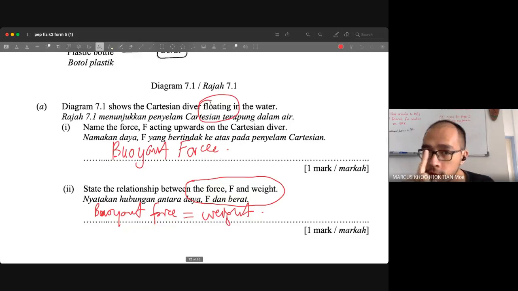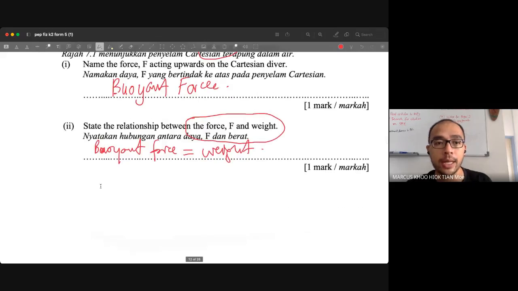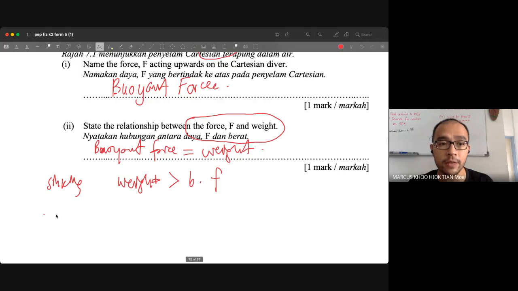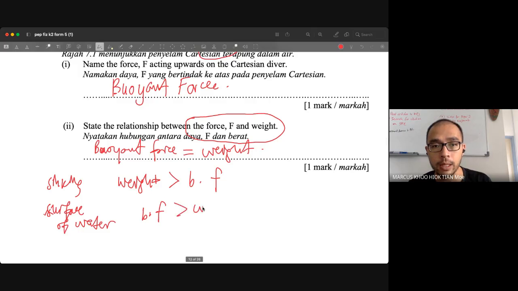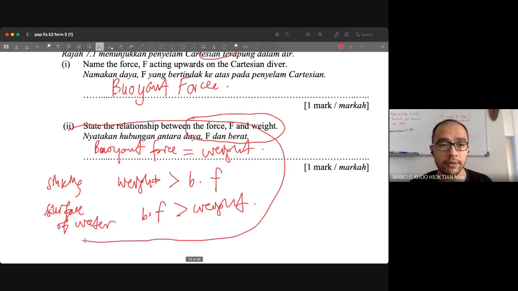Okay, kalau dia float, buoyant force is equal to the weight. Kalau dia tengah sinking, kalau dia terbenam, then we know that the relationship is weight is more than the buoyant force. If it is on the surface of the water, kalau dia berada di atas permukaan air, then the buoyant force is more than the weight. Okay, please, this is a very common trick question.